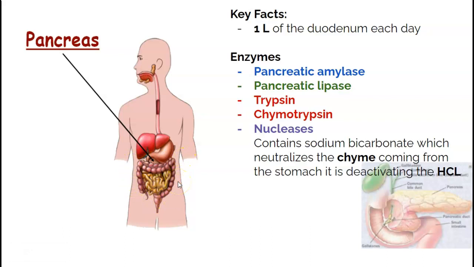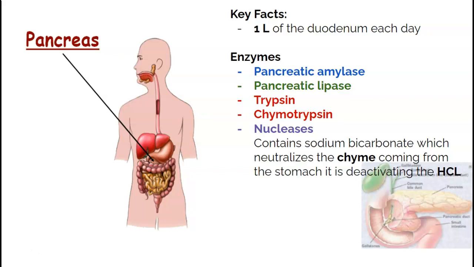I want to pause here and talk about some key extra structures. Food does not pass through these structures. It goes mouth, esophagus, stomach, small intestine, large intestine. These next structures are just parts of where we get all of our enzymes from.